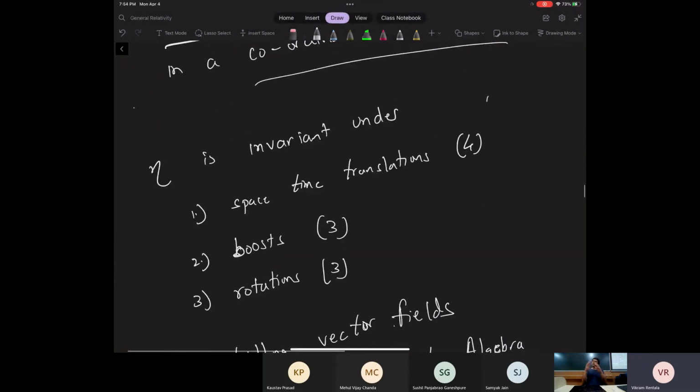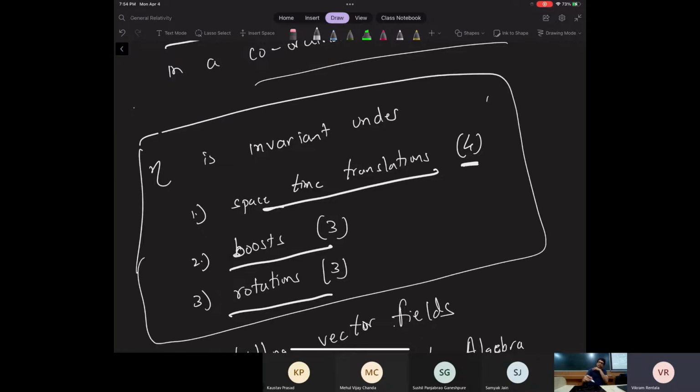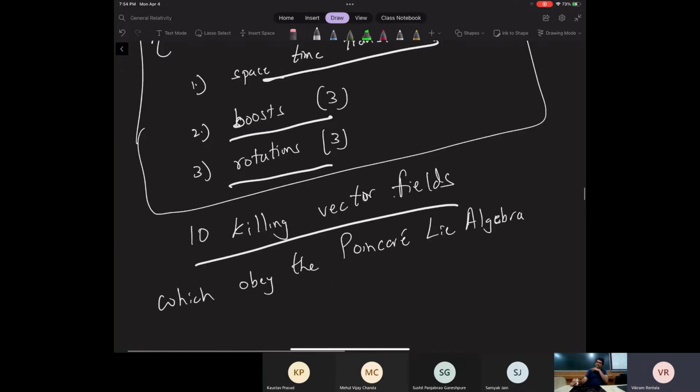Now if we take the full Minkowski metric and ask what is the maximal set of Killing vector fields that we can have, it turns out that they're just the ones that we wrote down. You have 4 Killing vector fields associated with spacetime translations, 3 associated with boosts, and 3 associated with rotations. So there are 10 different Killing vector fields, and the algebra that these satisfy is called the Poincaré-Lie algebra.